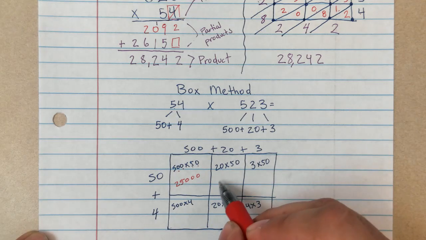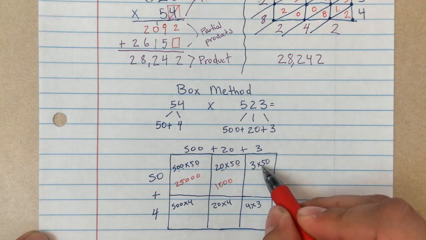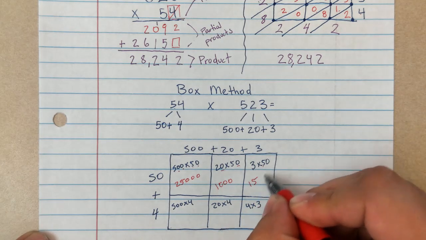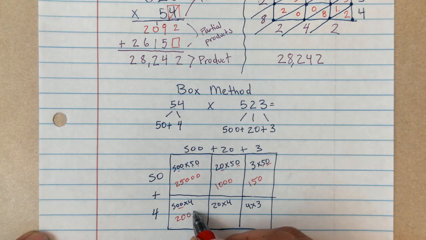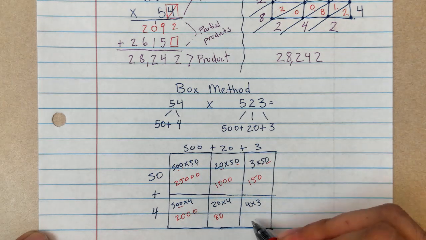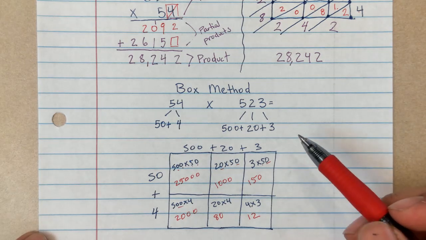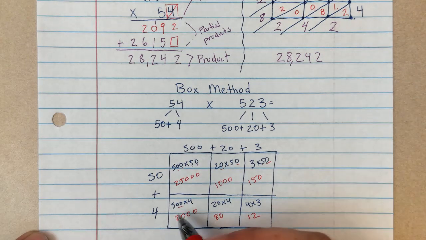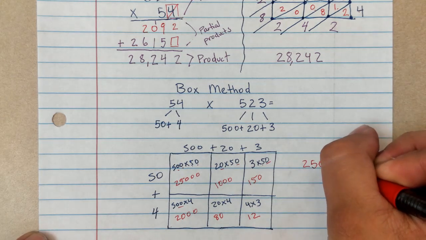Then 2 times 5 is 10, but then I have 2 zeros. 3 times 5 is 15, but there's 1 zero that I can carry over. 5 times 4 is 20, but then I have 2 more zeros. And then I have 2 times 4 is 8 with 1 zero. And then 4 times 3 is 12. So all those numbers that I have in red are also our partial products, part of the answer. And the last step is to add them up. So I'm going to add up all the numbers that I have in red.